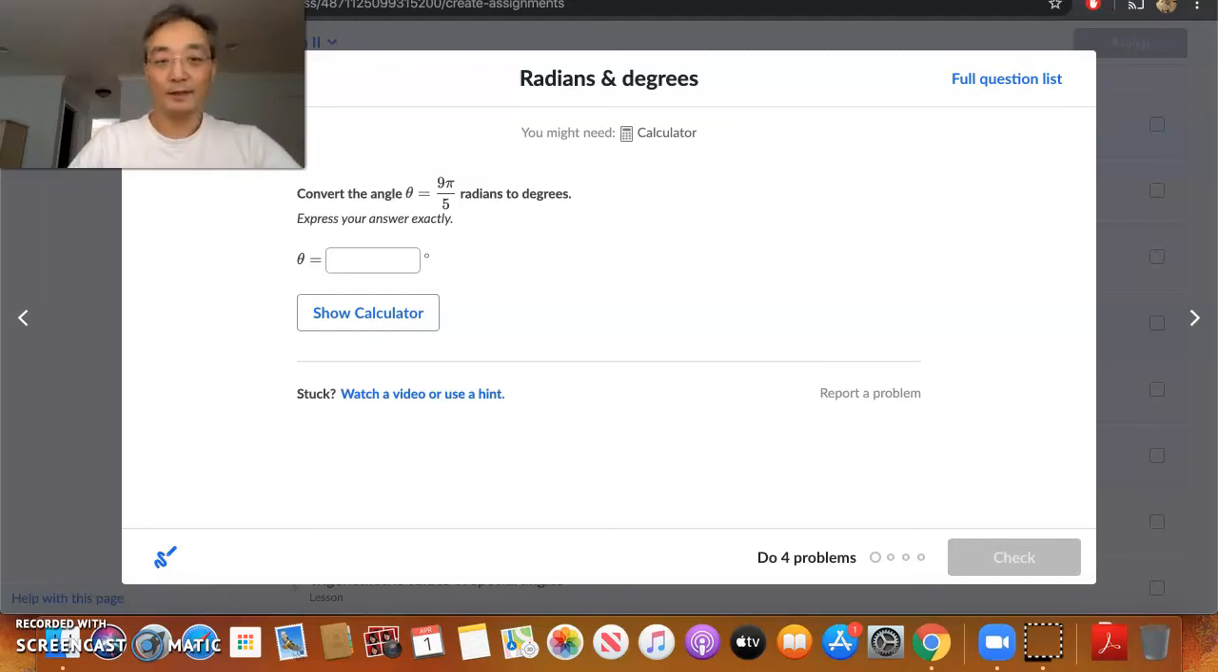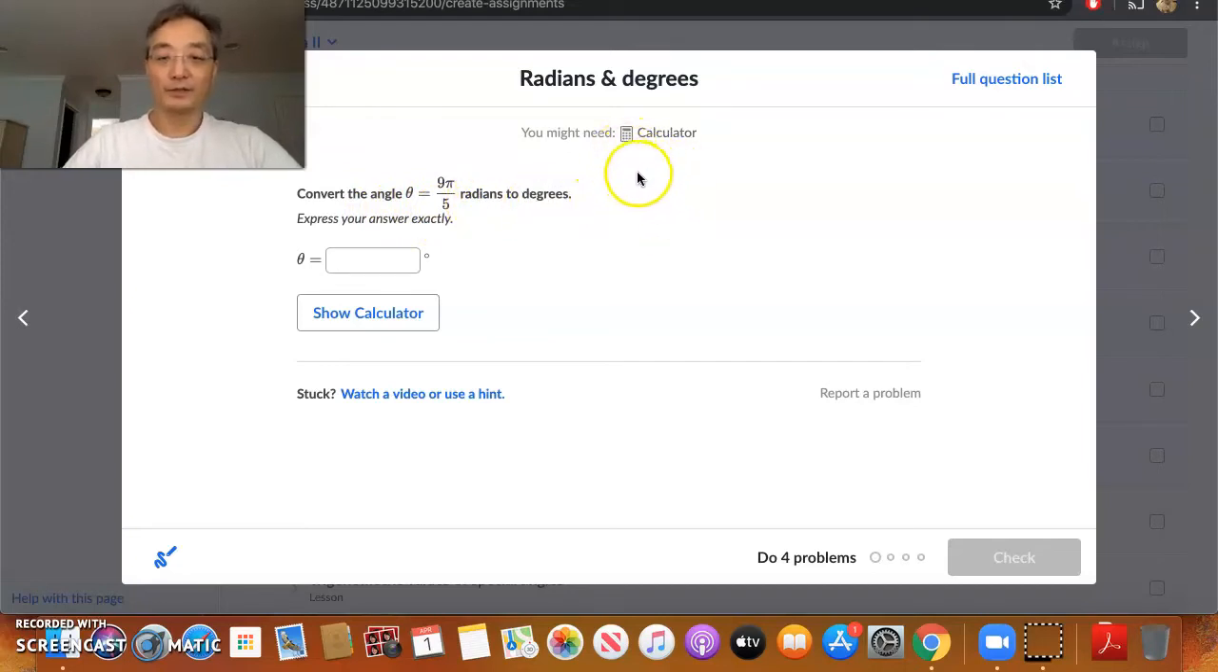Hi everyone. Today we're going to look at a few problems that deal with radians and degrees. The question asks, convert the angle theta, which is equal to 9 pi over 5 radians, to degrees.